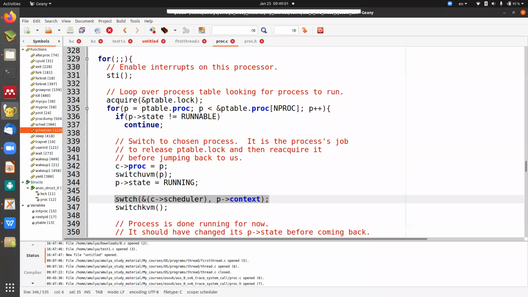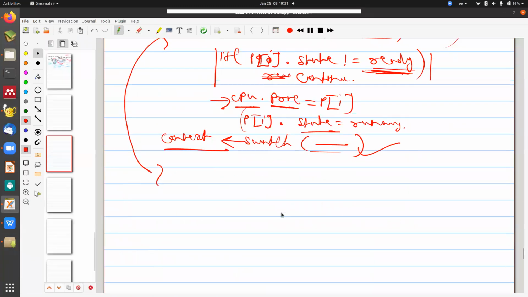Are you getting my point? I told that the P1 is context switching with P2. Now here I am saying a scheduler is context switching with the P. Sir, because after that process, then the scheduler runs, we have to context switch with that only. Oh, very nice, very nice.